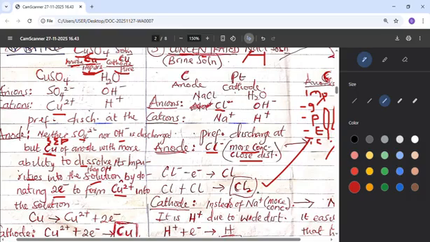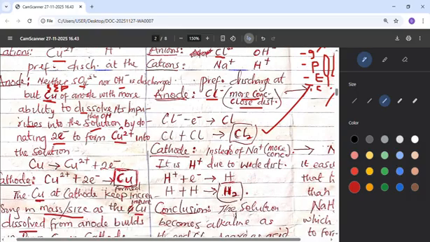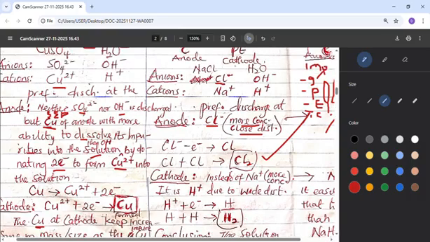So let's proceed. Here now we have seen that Cl₂ gas is produced. Then at the cathode, between Na⁺ and H⁺, which one should be discharged? Remember that Na⁺ is concentrated. Normally the more concentrated one should be discharged, which is sodium, but no, it won't be discharged here.